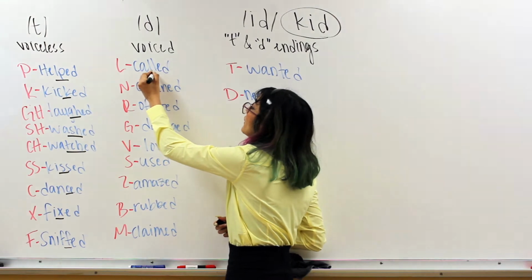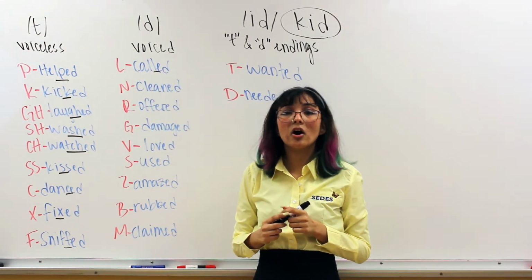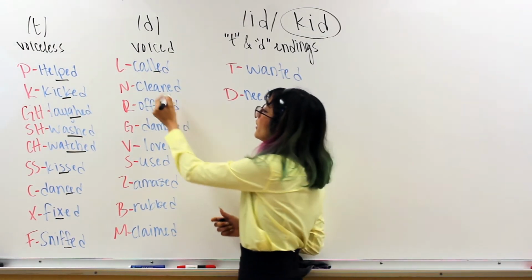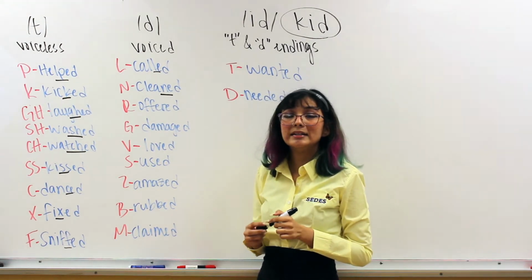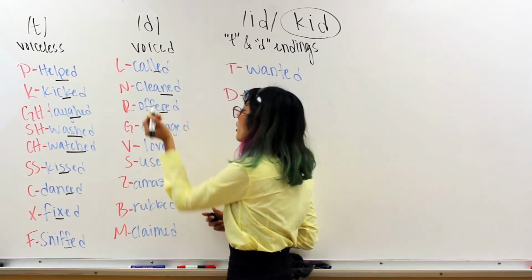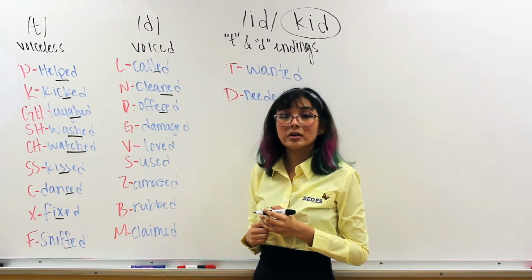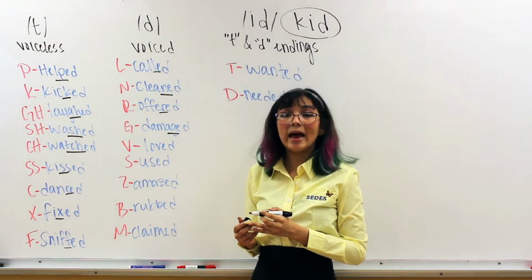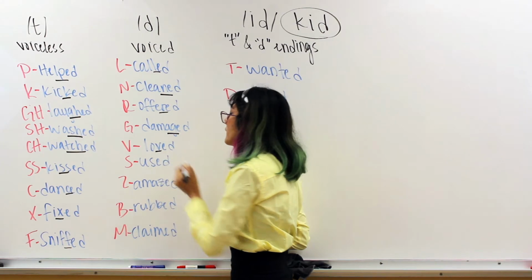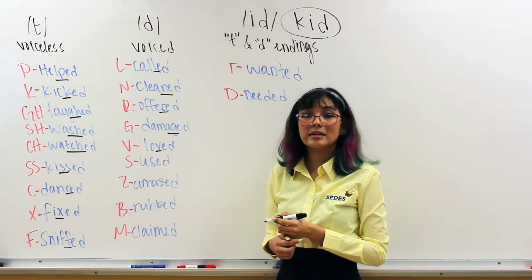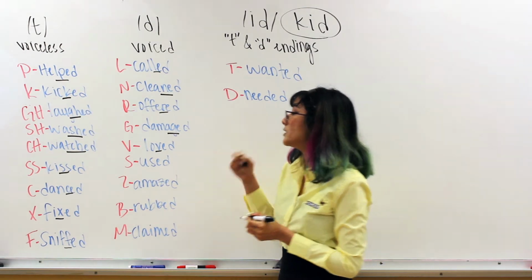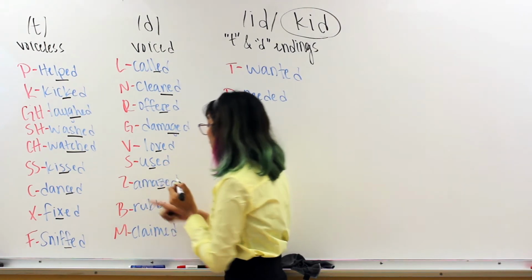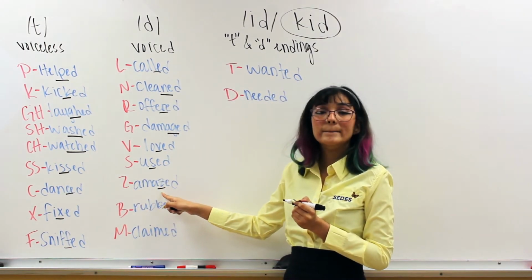If we look at here, our voiced endings, these are going to sound like the letter D. For example, when we end with the letter L, it's going to be called, not called it. Here, we end with the letter N, cleaned. Letter R, offered. Here we end with the letter G, damaged. Here we end with the letter V, loved. Not loved it, loved. Here, used. With the letter Z, amazed.